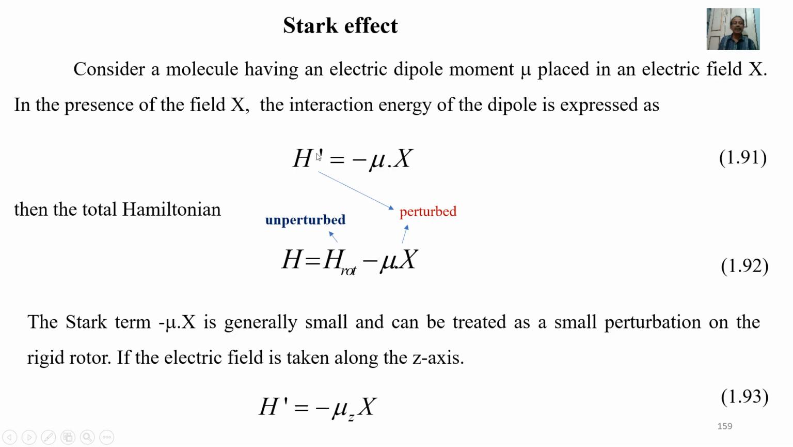H prime is the perturbed Hamiltonian. So the total Hamiltonian is nothing but the unperturbed Hamiltonian plus the perturbed Hamiltonian, which is given as equation 1.92. That is, H equals the rotational energy of a linear molecule or a spherical top molecule plus the perturbed Hamiltonian, which is given as minus mu times X. The Stark term, minus mu times X, is generally small and can be treated as a small perturbation on the rigid rotor. If the electric field is taken along the z-axis, then the perturbed Hamiltonian is given as minus mu z times X.